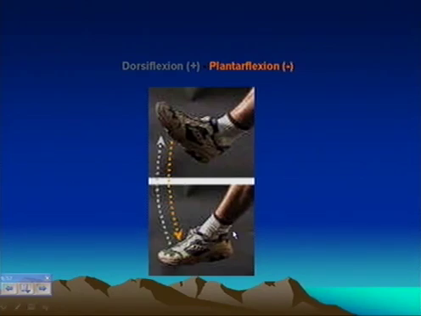When we plantar flex, it's similar to stepping on a gas pedal, same motion that you use in your car when you step on the gas pedal. So that's dorsiflexion and plantarflexion.